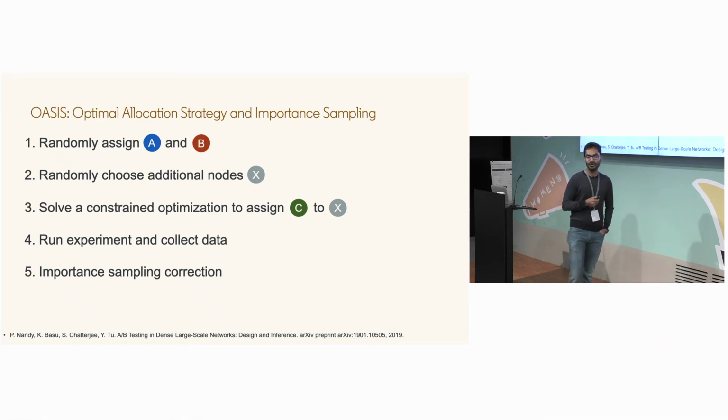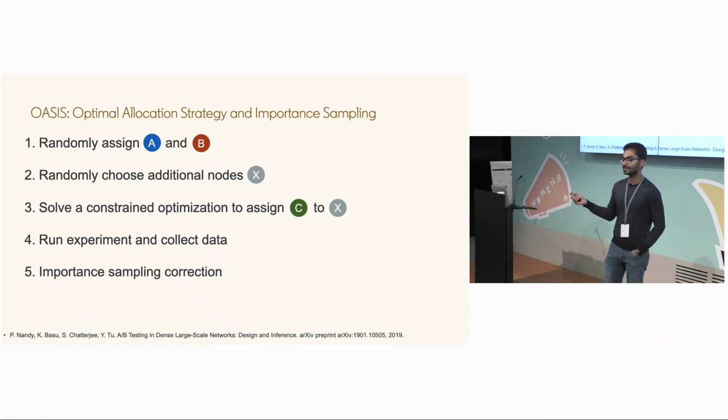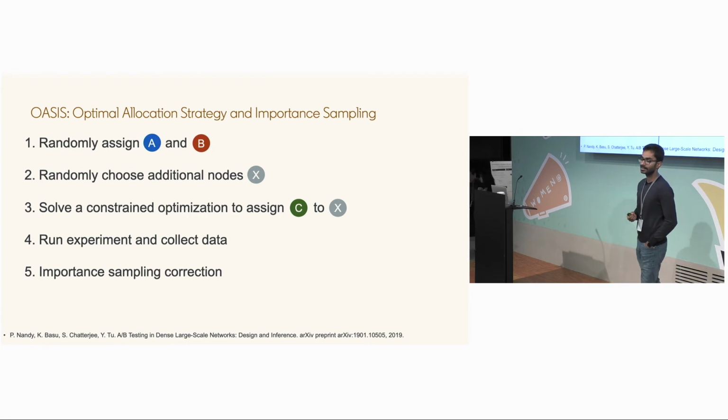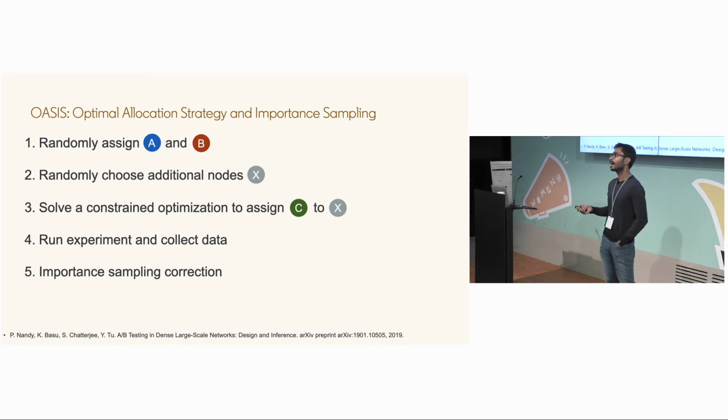Okay, so in summary, we have a 5-step method. We start with a random design, we choose some additional nodes, then we solve an optimization problem to decide what treatment C we should give to them, and then we run the experiment and collect data, and then we finally do an importance sampling correction.